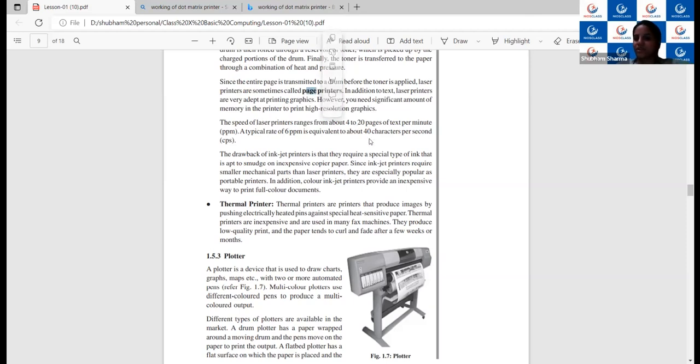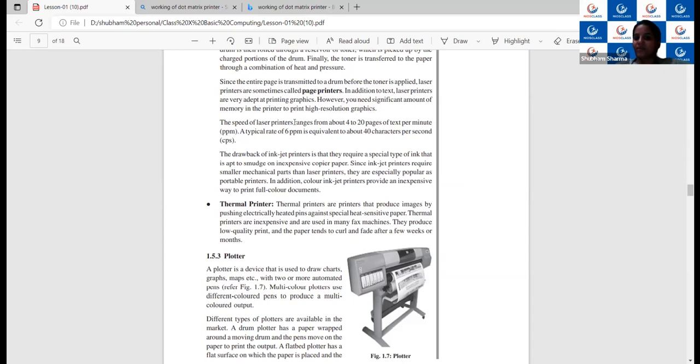So the laser printers are also known as page printers. In addition to text, laser printers are very adapted to printing graphics. So we need a significant amount of memory in the printer to print high resolution graphics.